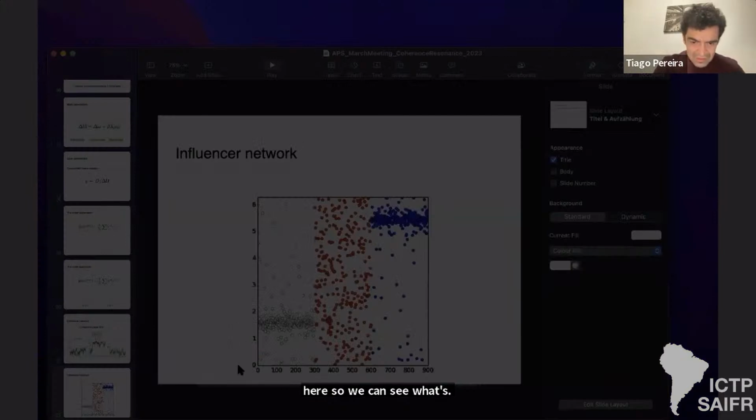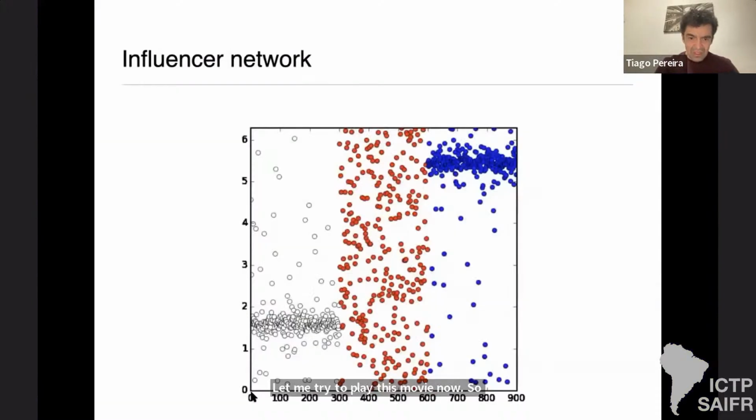Let me try to play this movie now. In the x-axis, you have 900 oscillators, so the x-axis is indexing the oscillator, in the red group, the blue group, and the green group. Green here is now white. And in the y-axis, you have the phases of the oscillators going from 0 to 2 pi, and I'm identifying 0 with 2 pi. This means that if a node is growing, once it hits 2 pi, it will pop up again at 0. So I have a periodic boundary condition.